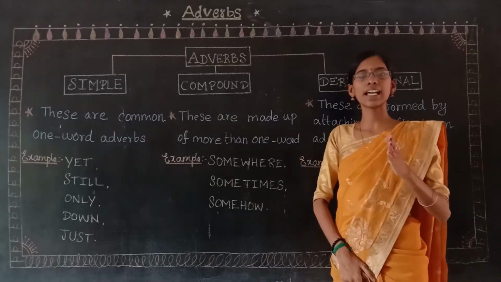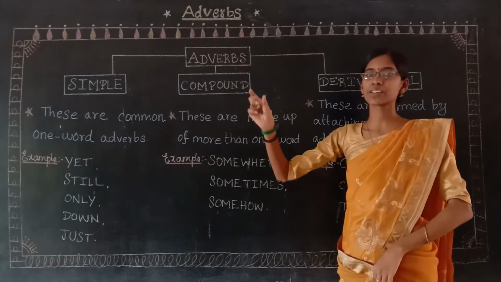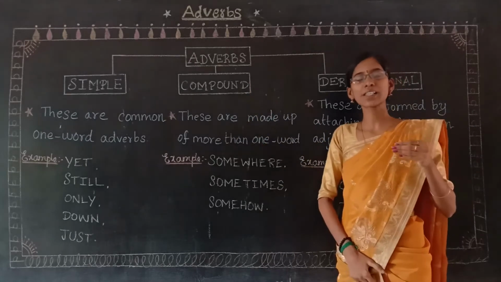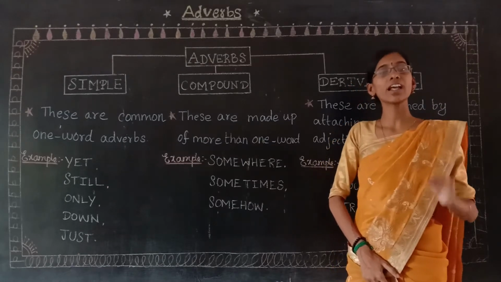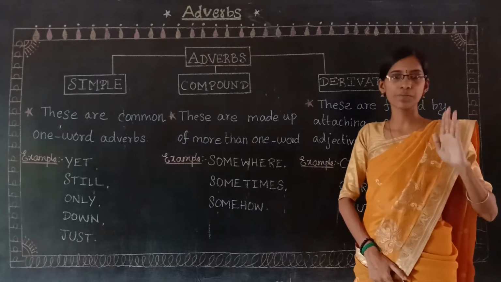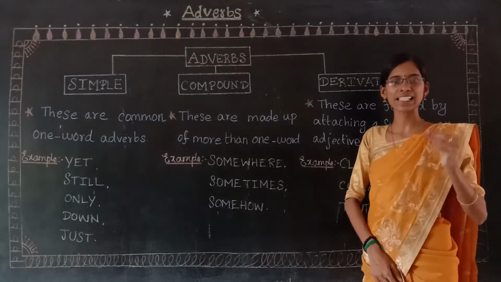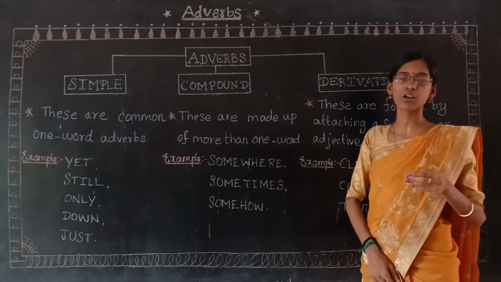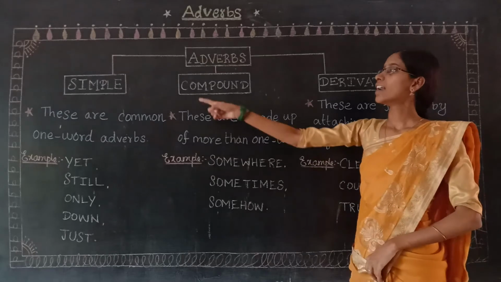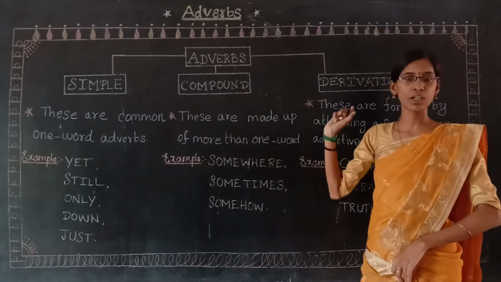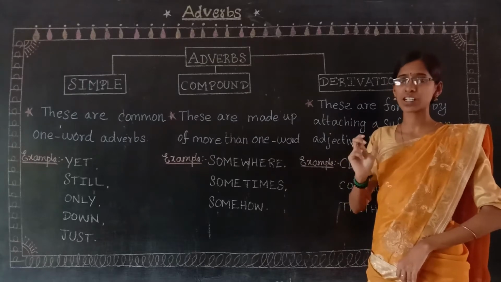First of all, listen: there is a difference between kinds of adverbs and classification of adverbs. If someone asks you what are the kinds or what are the types of adverbs, you have to tell them there are 8 types of adverbs in English grammar. Whereas if someone asks you what is the classification of adverbs, then you have to tell them there are 3 classifications of adverbs in our English grammar. So what are the 3 classifications of adverbs?